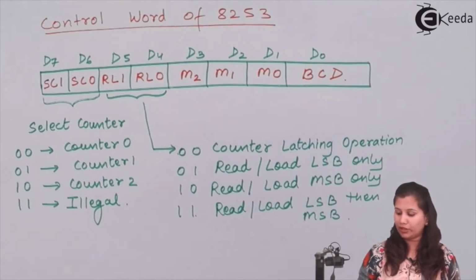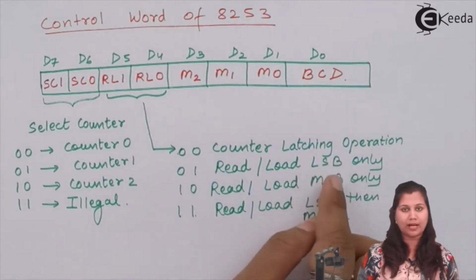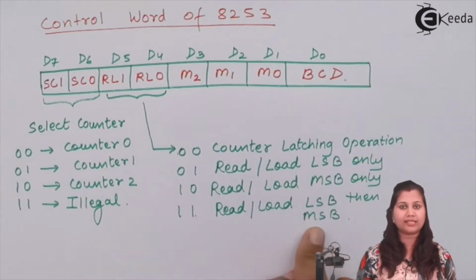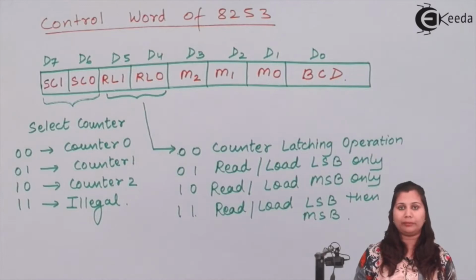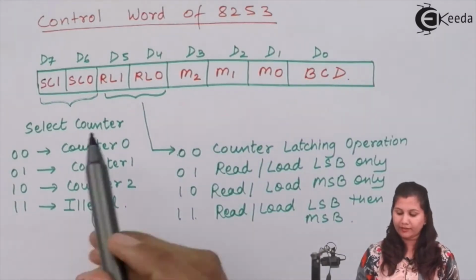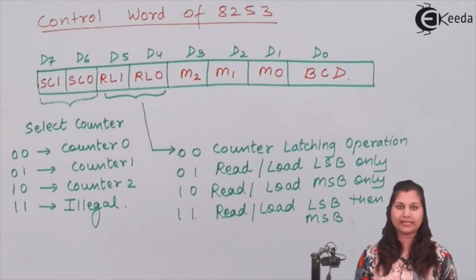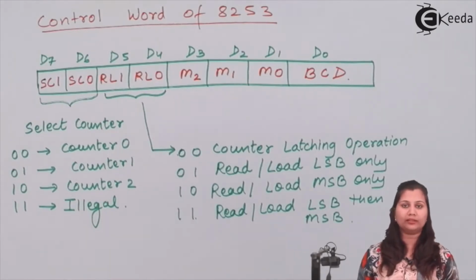Okay, so here we are having the 8-bit count only, and here we are having the 16-bit count. So first the lower order bits of the count will be loaded, and then the most significant byte of the count will be loaded, or it will be read. So we can say that these are related with reading and loading the data into the counters.